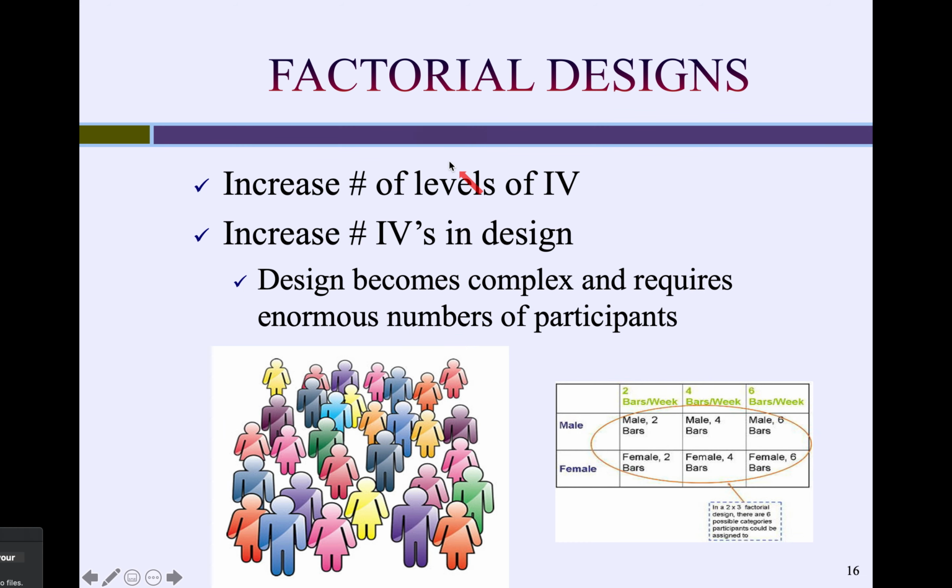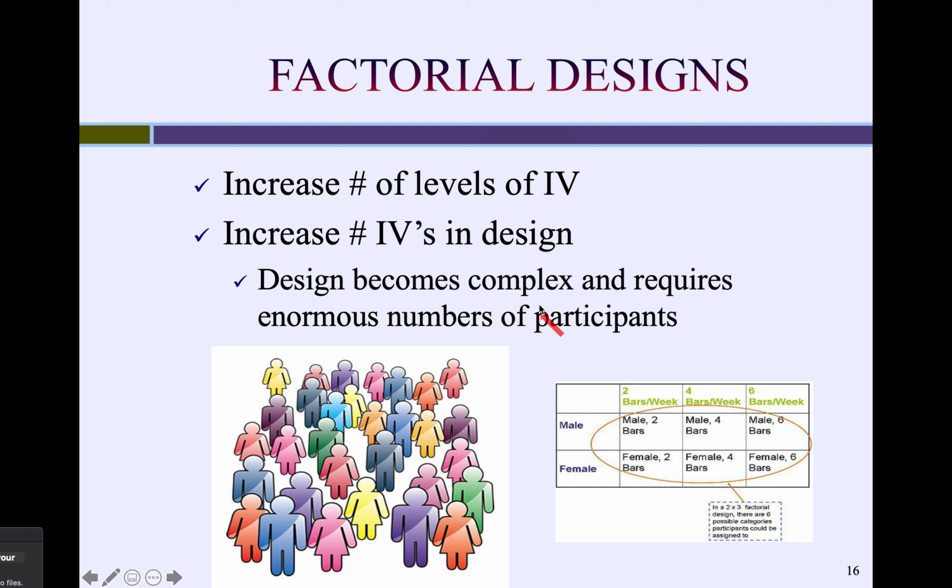Okay, so with factorial designs, you can continue to increase the number of levels of the independent variable. You can increase the number of independent variables within the design as well. We saw some increasing the number of levels of a single IV. You saw one that had 5 different levels. You saw another study that had 3 different levels. A lot of you are working with this one as well, with 3 different levels of the independent variable. But you can also, again, increase the number of IVs in the design. That's basically what factorial designs are.